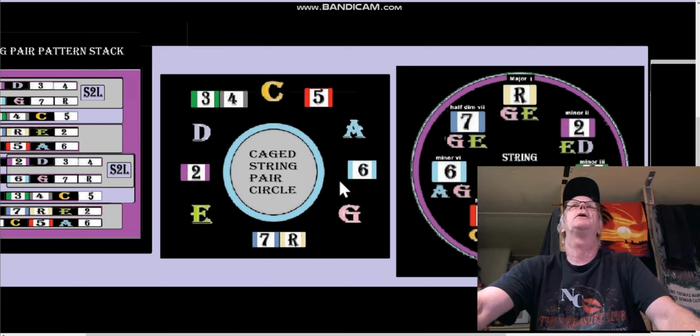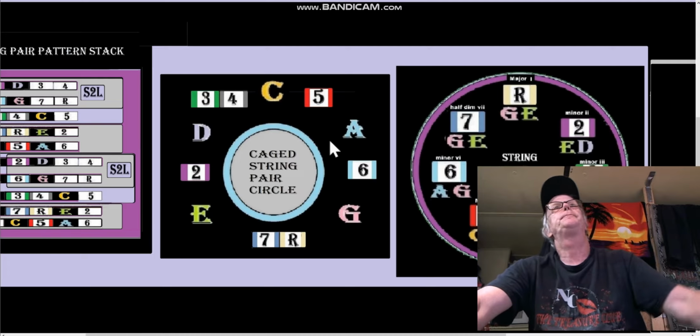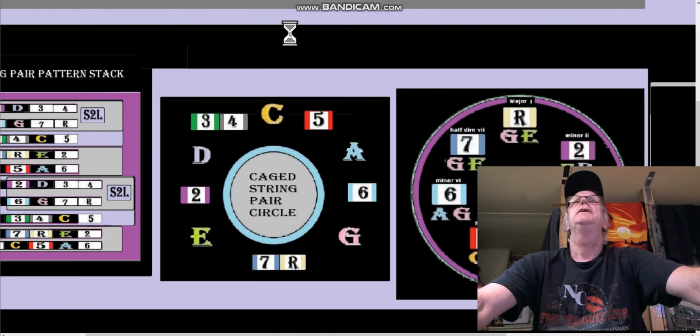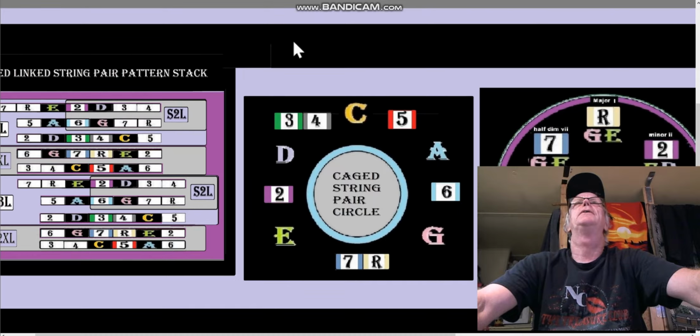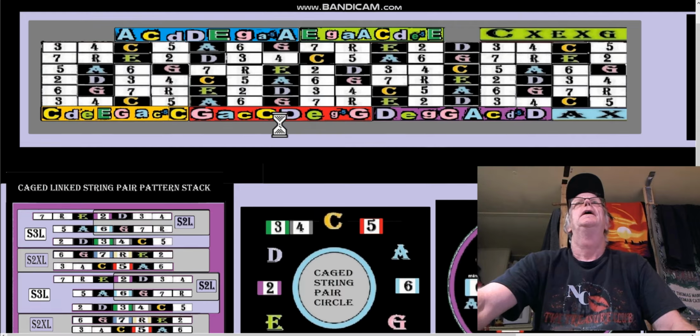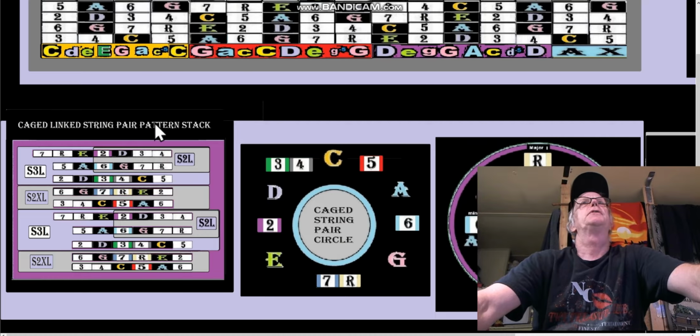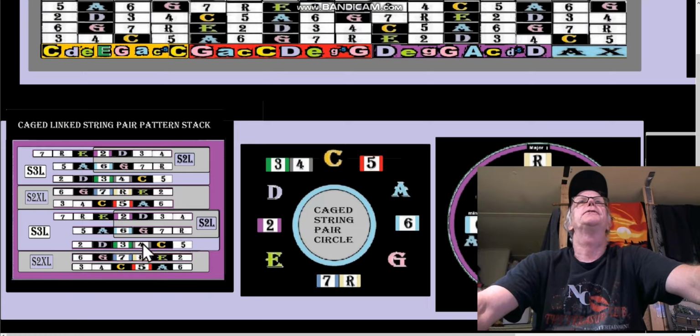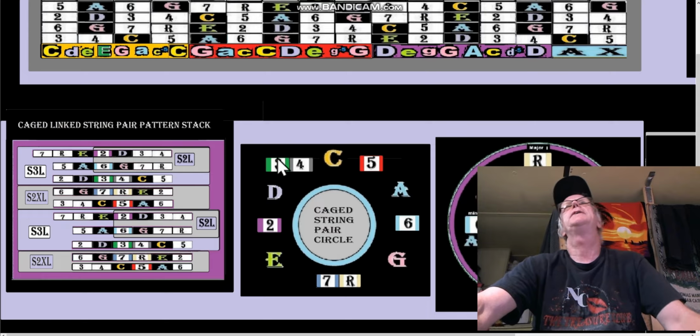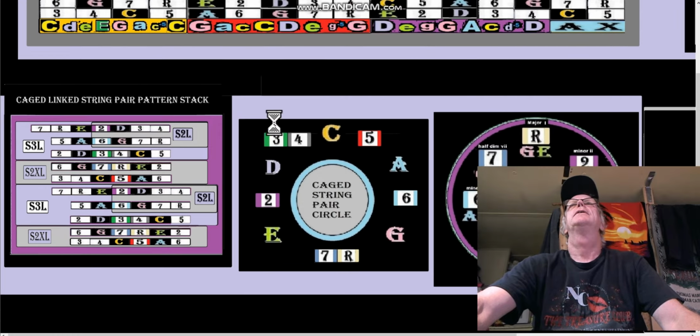So I guess we're going to jump right into it, but before we do, the easiest part is the circle that I made. There's obviously a little background required. I've got a CAGED link string pair pattern stack here. It's a 10 string pattern stack, which has essentially two CAGED shapes in it.